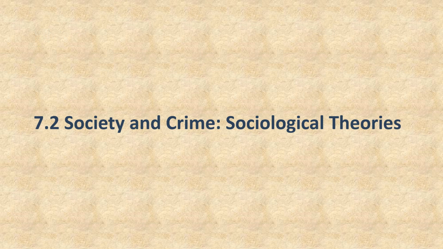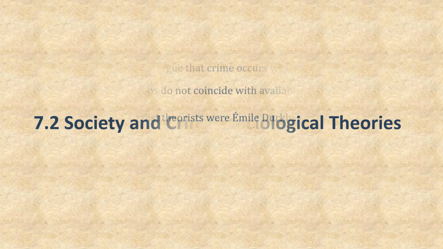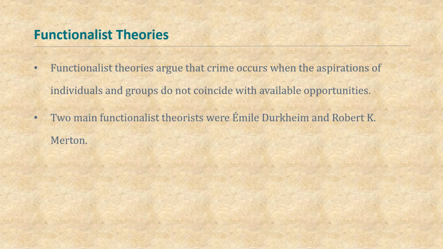Society and crime, looking at sociological theories. The functionalist theory. The functionalist theories argue that crime occurs when the aspirations of individuals and groups do not coincide with available opportunities. To examine this, we'll take a look at two functionalist theorists, Emile Durkheim and Robert Merton.